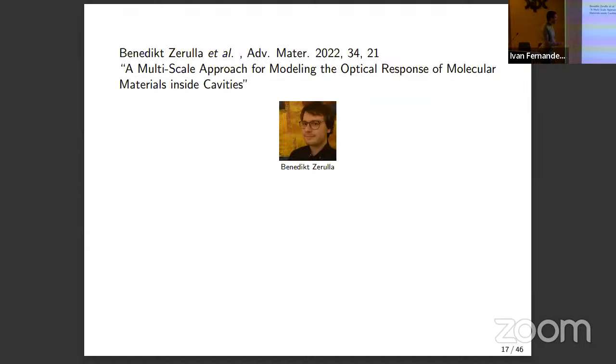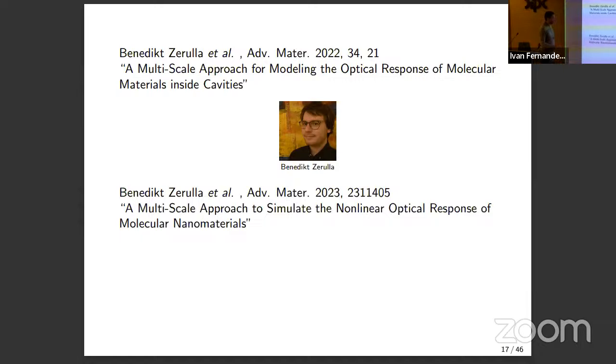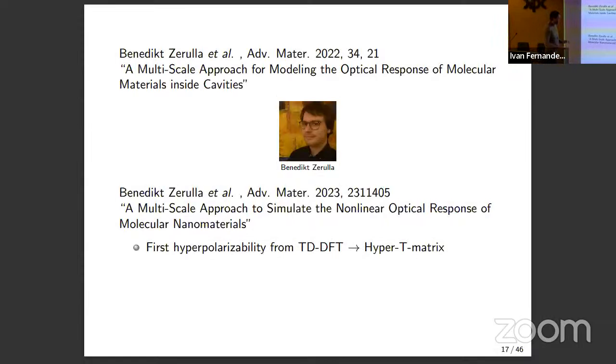What I've been explaining is in this paper, and this is Benedict, who's the first author. And there's another paper from Benedict, also the first author. You look at the title, and you see that the main difference is the word non-linear. And yes, you can do pretty much the same thing that I just told you for non-linear stuff. Now it works from TDDFT.